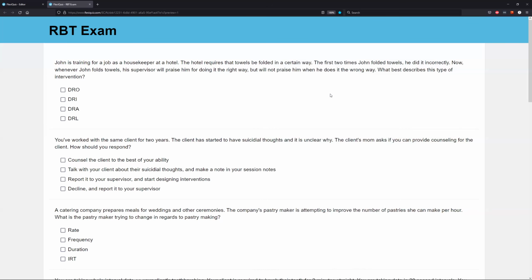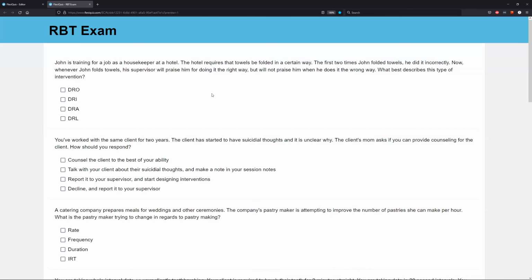So let's go through our process. I always start with DRO, okay? Think about DRO. What is DRO? DRO, we are delivering reinforcement for the absence of a behavior. When is reinforcement being delivered in this scenario? Well, when John performs the behavior the right way. So the behavior occurs, reinforcement is delivered, it can't be DRO. So we've eliminated DRO. DRI and DRA are our next 2 options, right?